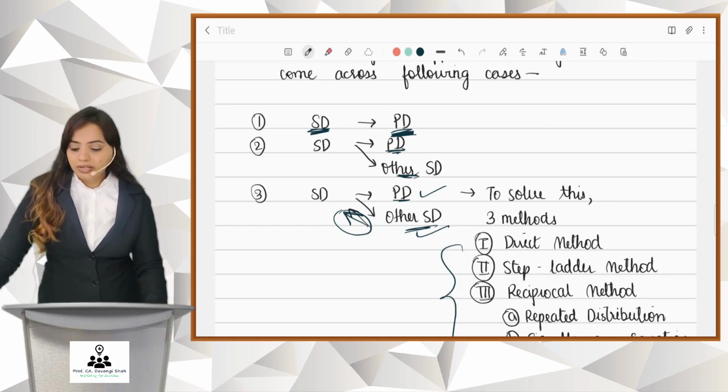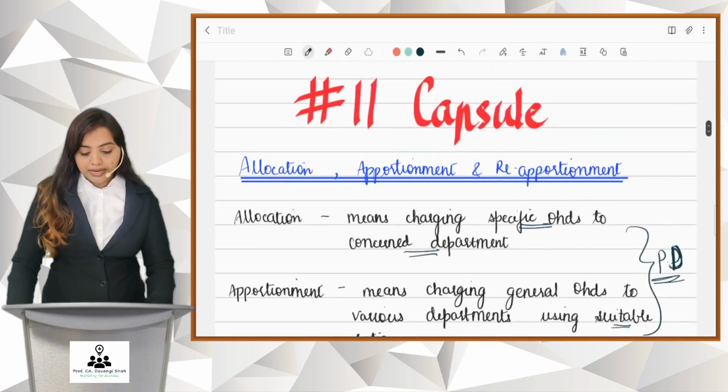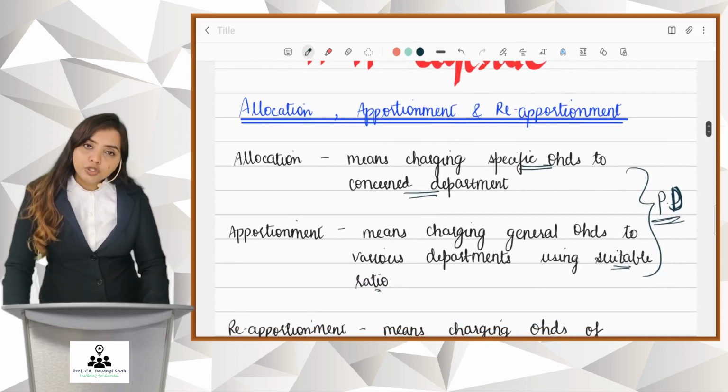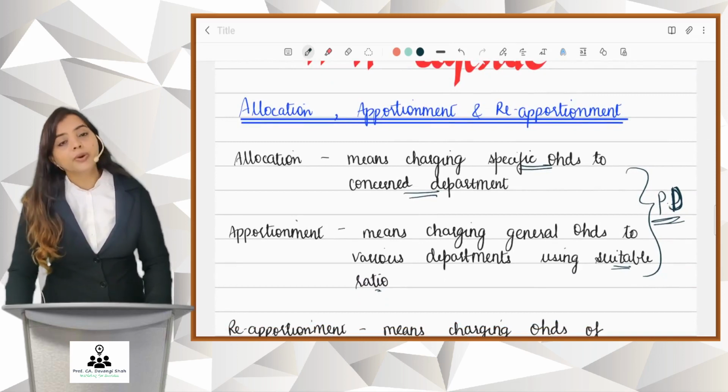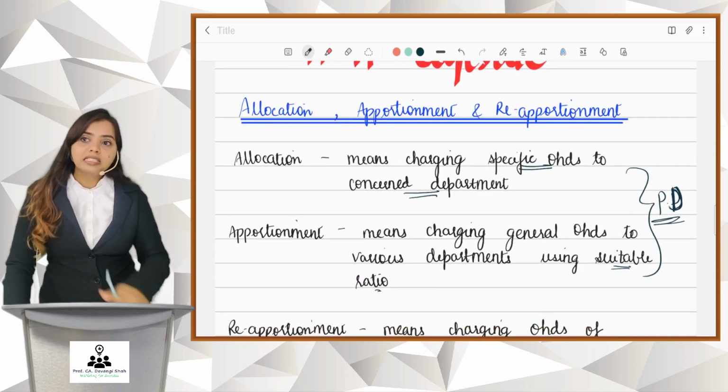This was all about the capsule on allocation, apportionment, and reapportionment. Allocation and apportionment are the primary technique, and reapportionment is called the secondary, second-time distribution.